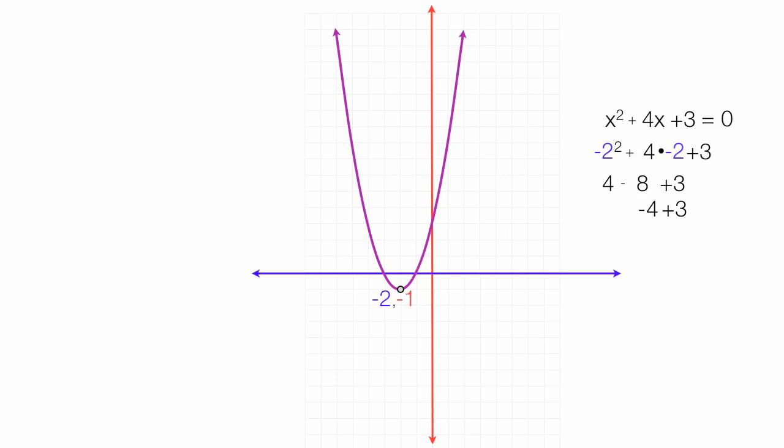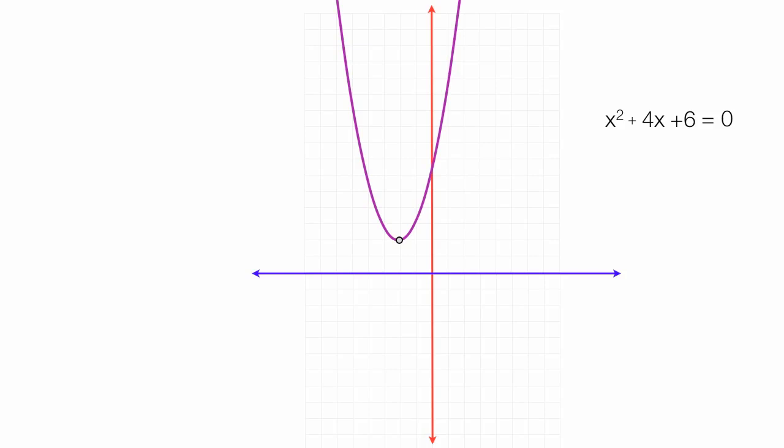I can even find the vertex when the graph doesn't cross the axis and there are no solutions to the problem. I do the same thing. I look at that and see that it's a plus 4, so I know my vertex x value is negative 2. So I take negative 2 squared plus 4 times negative 2 plus 6 to get my y value. That's 4 minus 8 plus 6, which is negative 4 plus 6, which gives me 2. So my vertex is negative 2, 2.